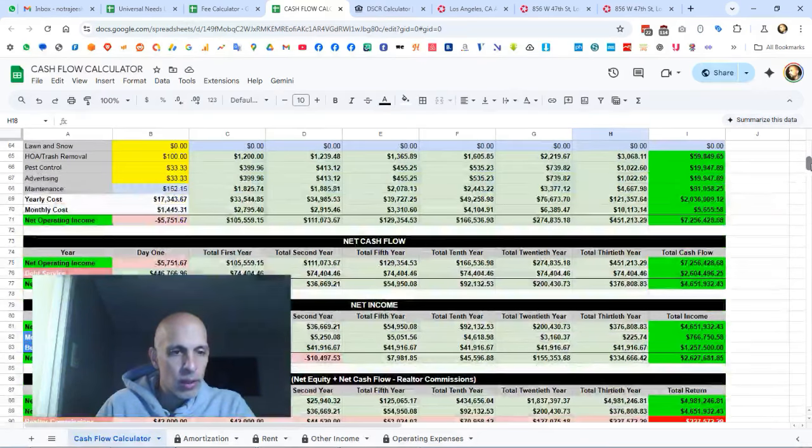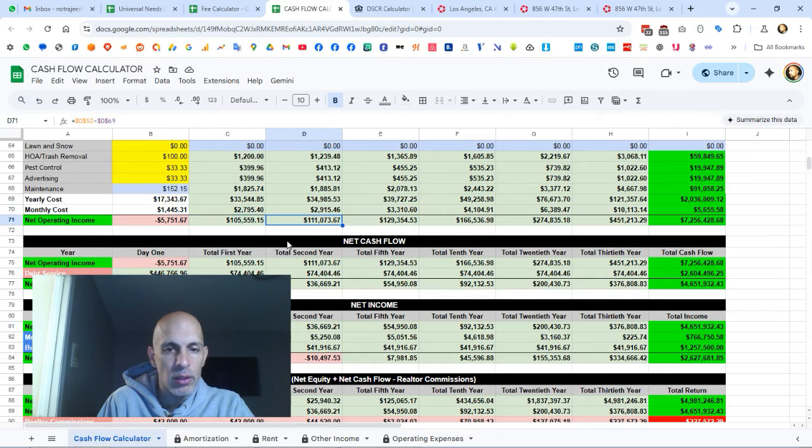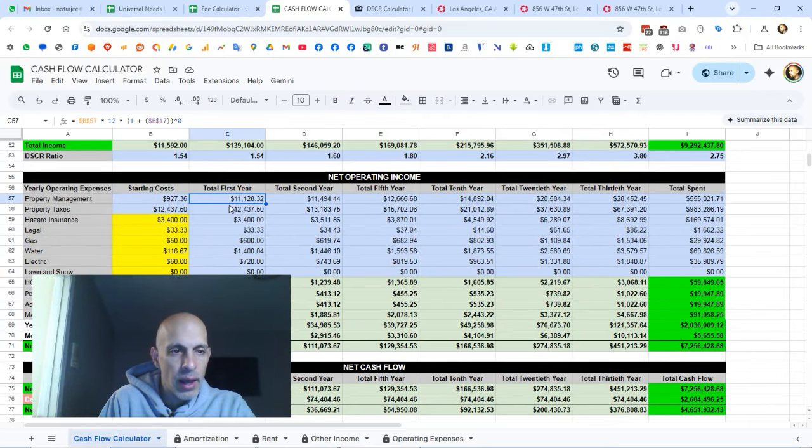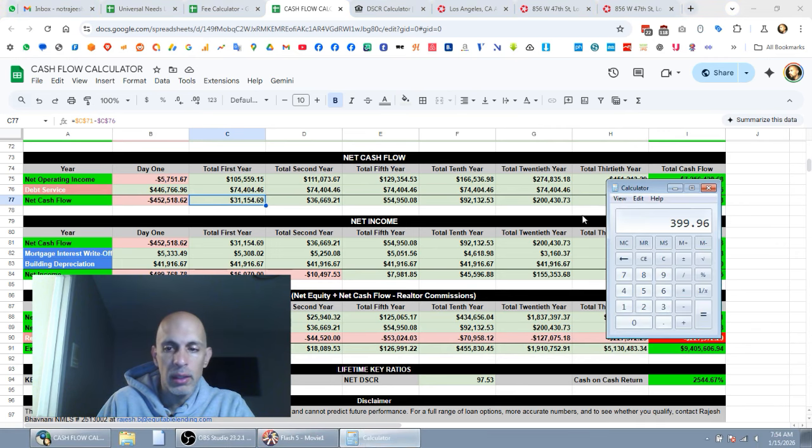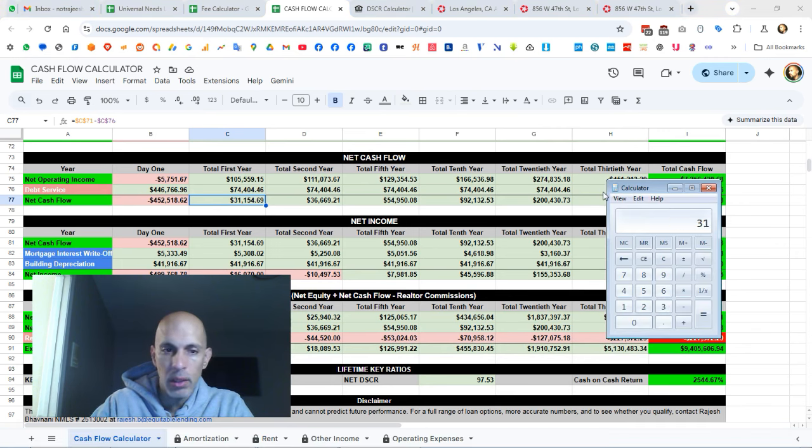So here is net operating income, $105,000 your first year, $111,000 your second year. If you're self-managing, you can add another $11,000 to your bottom line roughly every year. As far as cash flow goes, you're cash flowing your first year, $31,000. That is just a little bit less than $3,000 a month. So 31,154 divided by 12. So that's $25,996 your first year.